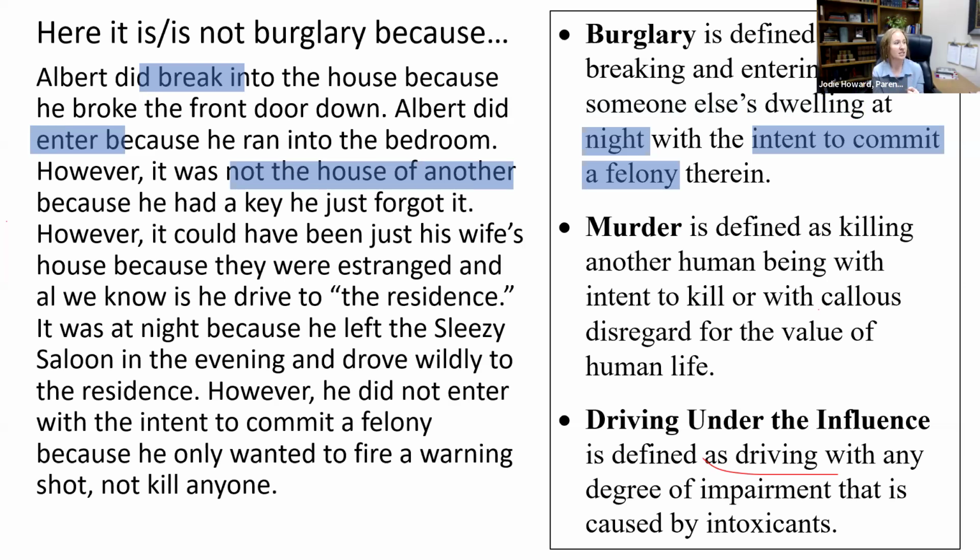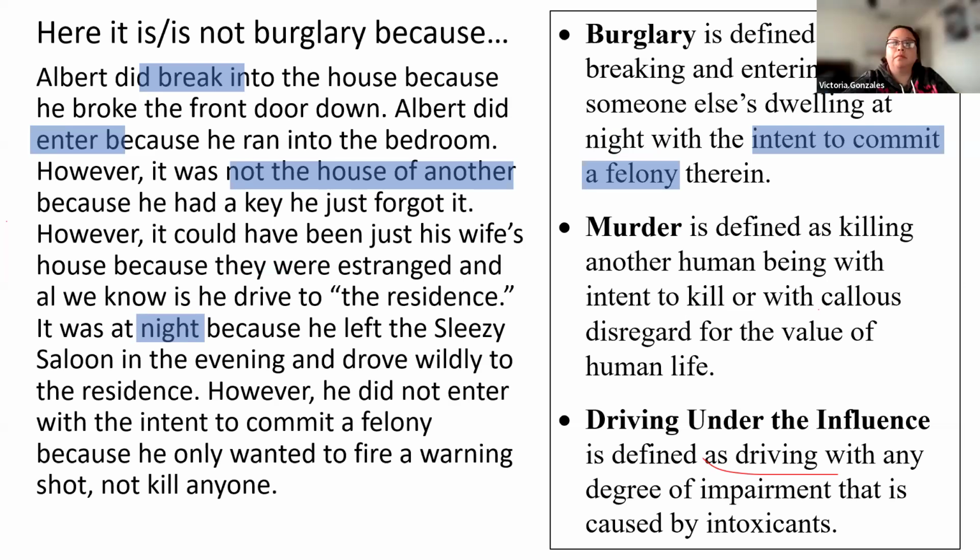However, it could have been just his wife's house because they were estranged, and we know he is driving to the residence instead of their residence, right? So we're pulling in those facts that some indicate it might have been his house, others indicate it might not have been his house. What about the gun? Well, the gun really doesn't have much to do with burglary. That would go more to the murder, right? We're just looking at burglary right now. Well, it might go to the felony part, but we'll get there.